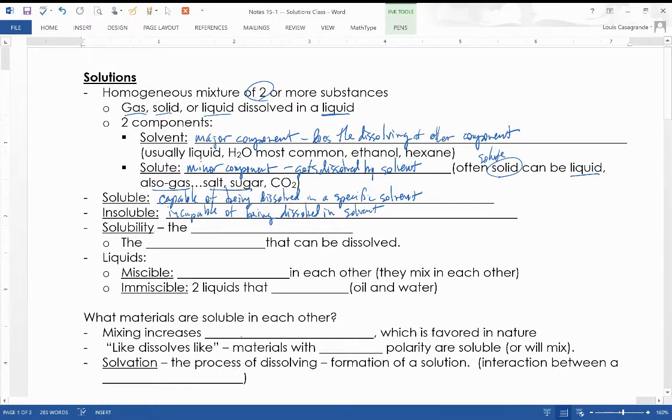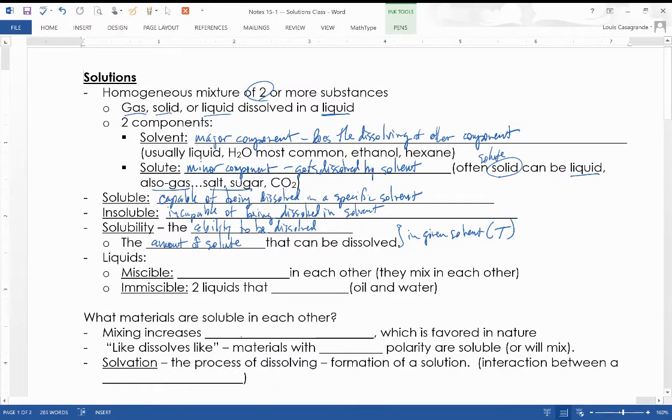Solubility is also a way of looking at it. Now, solubility can be both quantitative and qualitative. Today, we're going to look at it qualitatively. Solubility is just the ability to be dissolved. In a future lesson, we're going to look at it as the amount of solute that can be dissolved. Again, these are both in a given solvent. And temperature is also going to play a role.